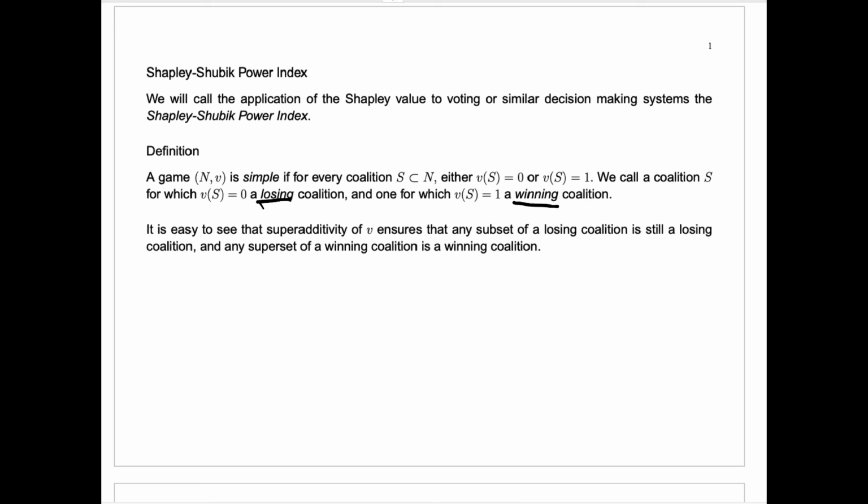It's easy to see that because of superadditivity for the characteristic function, anytime you have a subset of a losing coalition, that's still a losing coalition. Anytime you have a superset, a set that contains the coalition S, that will also be a winning coalition.